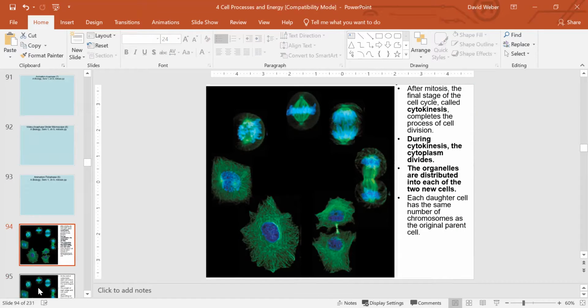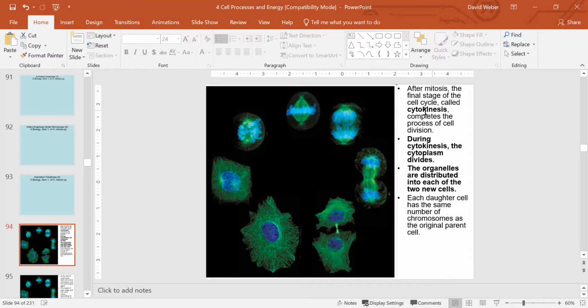After mitosis, the final stage of the cell cycle is called cytokinesis, which completes the division of the cell. During cytokinesis, the cytoplasm divides. The organelles are distributed into each new cell. The organelles are the little things on the inside, like the mitochondria, the vacuoles, the Golgi apparatus, there's a whole bunch. You should have covered this in 5th and 6th grade. If you didn't, see me and I will educate you.